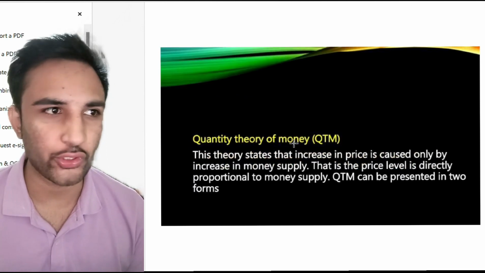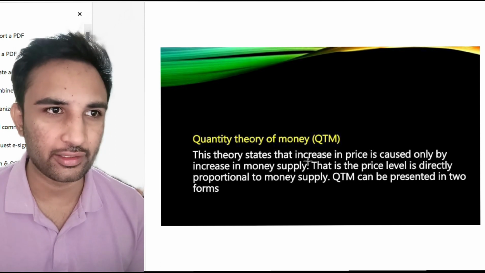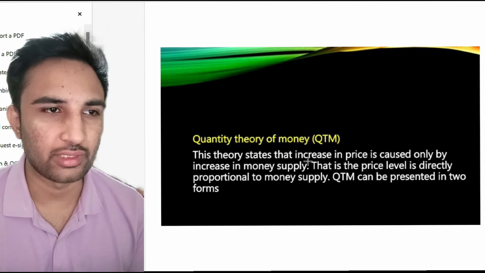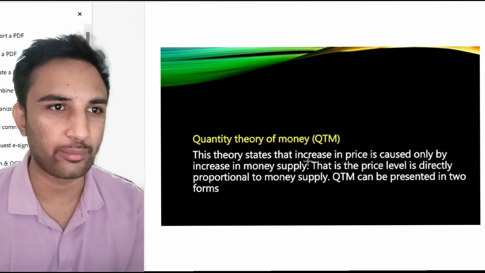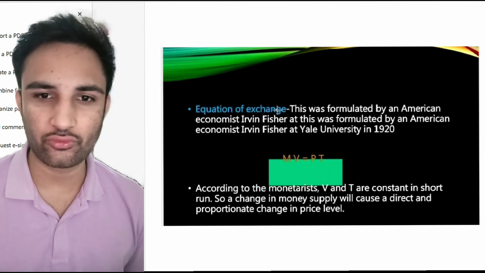That is also QTM. So this theory states that an increase in price is caused only by an increase in money supply. So that is, the price level is directly proportional to the money supply. QTM can be presented in two forms. First one is equation of exchange.